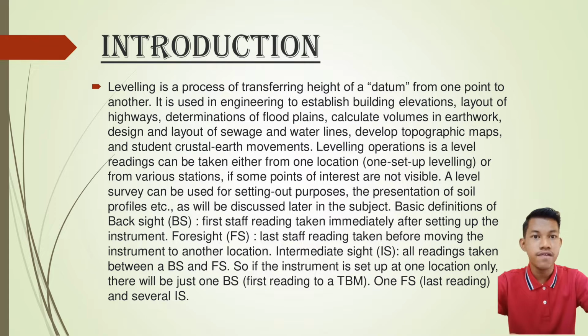Basic definitions. Backsight, BS: the first staff reading taken immediately after setting up the instrument. Foresight, FS: the staff reading taken before moving the instrument to another location. Intermediate sight, IS: any reading taken between BS and FS. So if the instrument is set up at one location only, there will be just one BS, the first reading to the TBM, one FS, the last reading, and several IS.